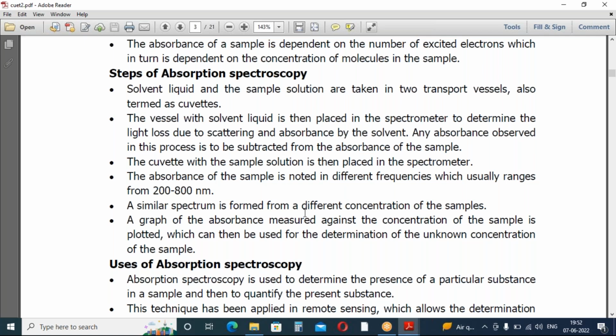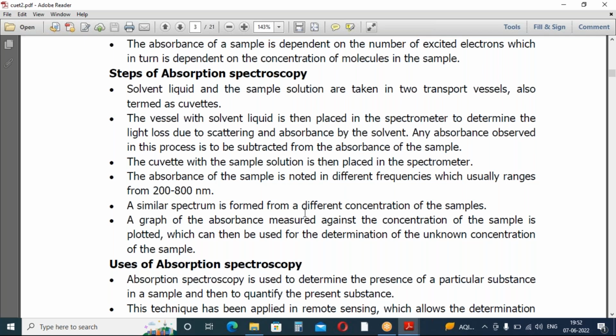Okay, and here the absorbance of the sample is noted at different frequency levels, which ought to be in the range of 200 to 800 nanometers. That forms a spectrum, and that determines the concentration of the particular sample present in the mixture. Then we draw the graph, and based on that we can calculate the unknown concentration of a particular component present in the mixture. These are the steps involved in absorption spectroscopy.